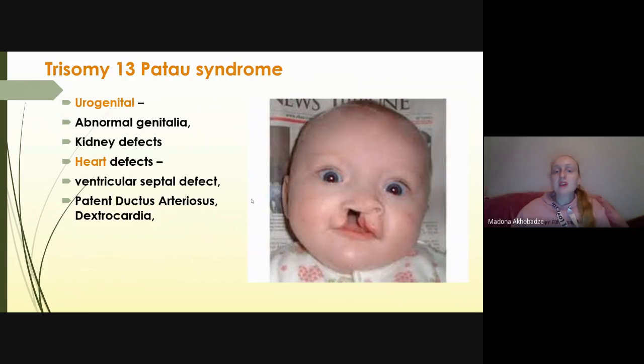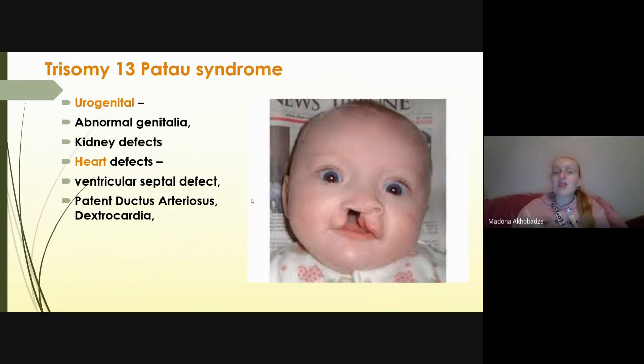But if it stays open, it means there is a constant blood flow between the arterial and venous phase, so they keep the pulmonary hypertension, and the babies usually die without surgery. They need to surgically close this ductus arteriosus. So this is one of the reasons.